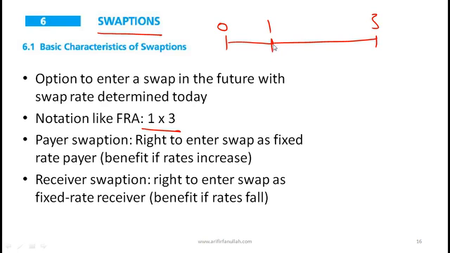Now, what's the benefit of a swaption? The benefit is that if interest rates go up, then you can exercise the swaption and get into the swap. But if interest rates go down, then you let the swaption expire out of the money, and then you just take a position given the current market rates. And we'll see an example of how this happens.